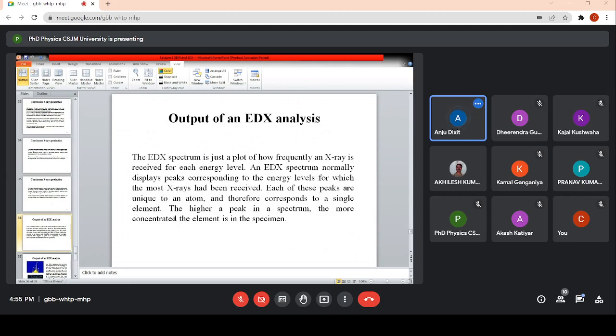तो इसकी हेल्प से हम हर एनर्जी के कॉरेस्पॉन्डिंग जो पीक मिल रही है, उससे हम एलिमेंट को आइडेंटिफाई कर सकते हैं. So the higher a peak in a spectrum, the more concentrated the element is in the specimen.